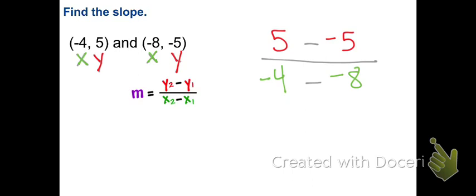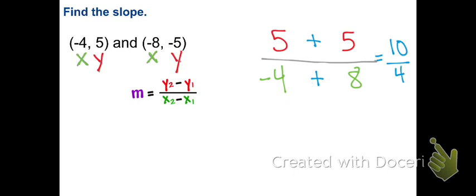All right, let's simplify. If you look at this in the top, if there's ever minus a negative, what does that mean? That's the same as adding. So I'm just going to change that to a plus. So in the top, my numerator, I have 5 plus 5, which is 10. And in the bottom, again, minus a negative is the same as plus. So if I have negative 4 and then I add an 8, now it is positive 4.